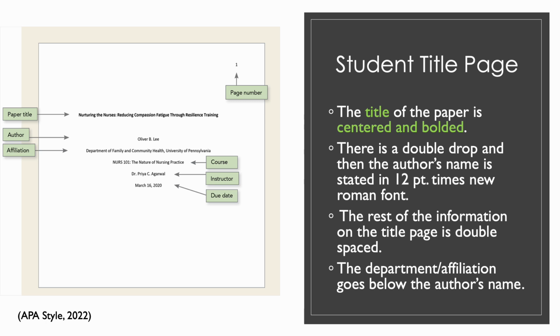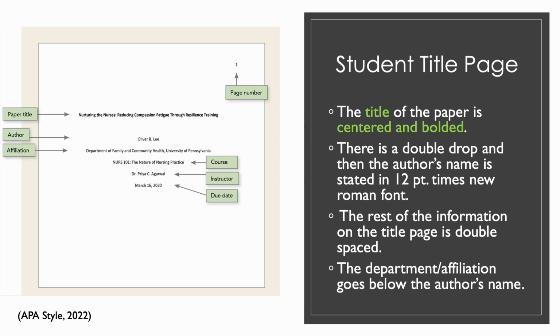When looking at the student title page, we see that the title of the paper is centered and bolded. You will use the exact same title as what is written on the title page. Make note that there is a double drop between the title. The next line is the author's name, which is typed in 12-point font Times New Roman. The rest of the information is double-spaced between lines.